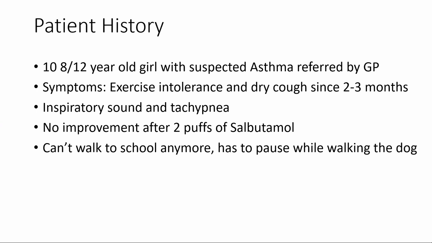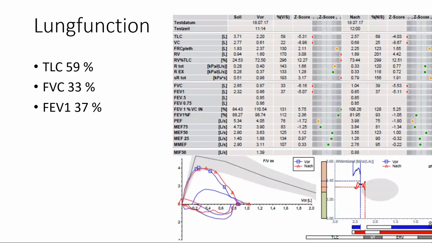And she even said that she couldn't walk to school anymore, and it didn't really seem odd to the family. They just started driving her to school. She even had to pause while walking the dog. Her lung function showed a significant restrictive pattern with hyperinflation. We first weren't even sure if she didn't participate well, but that was actually the best that she could.